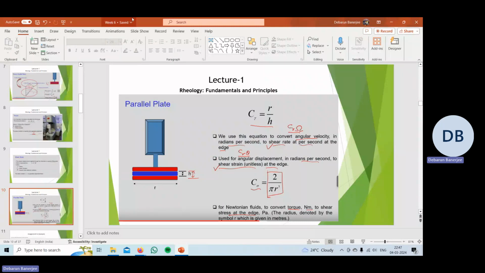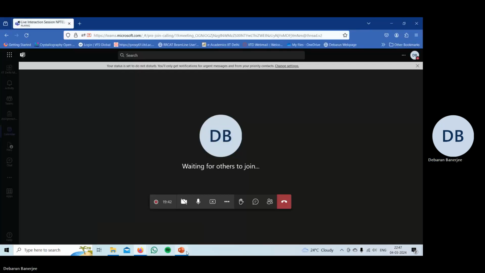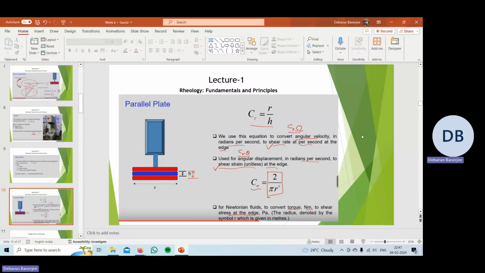So the parallel plate configuration, C gamma equals R by H. R is this particular length of the flow of the material, and H is the layer thickness in between. So you use this equation to convert angular velocity in radians per second to shear rate per second at the edge.